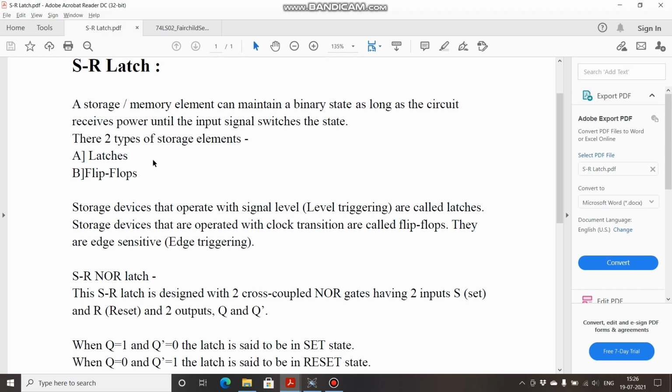This SR latch can be implemented with the help of NOR gates as well as NAND. In this one, we are going to implement it with NOR gates. So the SR NOR latch is designed with two cross-coupled NOR gates. The inputs are S and R. The outputs are Q and Q bar. We will implement this SR NOR latch and we will see the results.